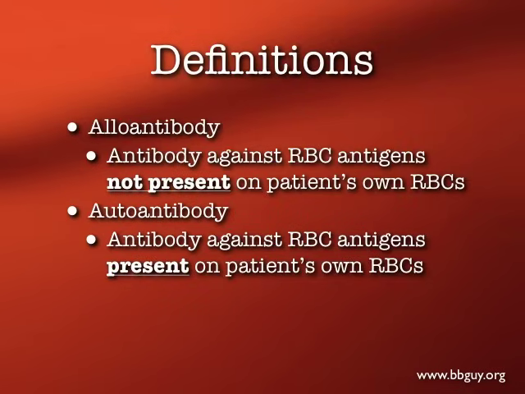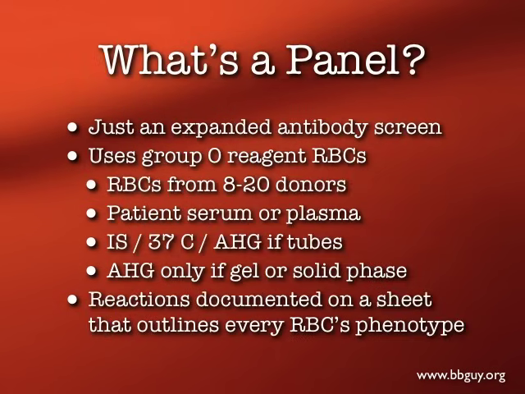A couple of definitions that I think you're already aware of. An alloantibody is an antibody against antigens of someone else's red cells, while an autoantibody is an antibody against your own red cell antigens. Pretty simple. We'll talk about alloantibodies primarily today, with more on autoantibodies in the advanced antibody ID podcast coming down the line. So what is a panel?